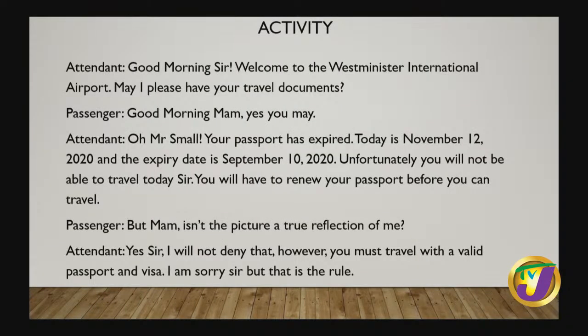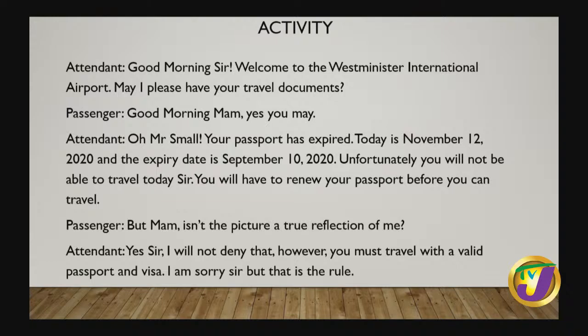Good morning, sir. Welcome to the Westminster International Airport. May I please have your travel documents? And the passenger says, good morning, ma'am. Yes, you may. Oh, Mr. Small, your passport has expired. Today is November 12th, 2020, and the expiry date is September 10, 2020. Unfortunately, you will not be able to travel today, sir. You will have to renew your passport before you can travel.